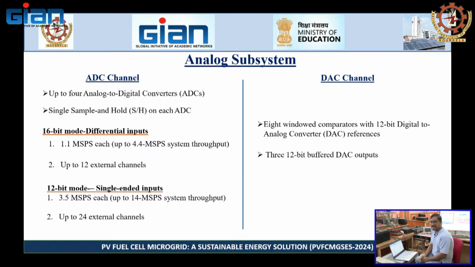And here are DAC channels also. In the DAC channel we have 3 DAC channels, which is a very big advantage compared to other families of C2000. In this module we have 3 DAC channels. We can see our results on a DSO.